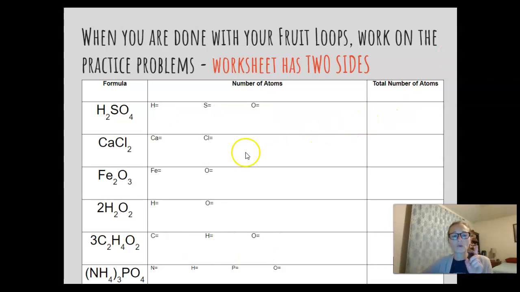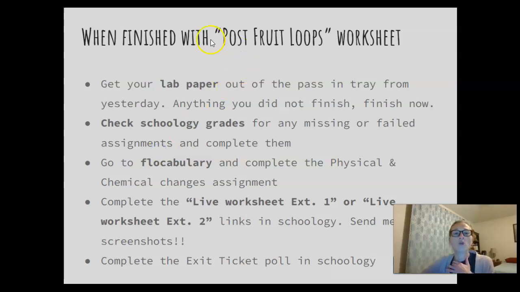If you need help with the one with parentheses, you can help each other in class. I am quite confident that there are some of you in every class period who know what to do with parentheses. When you are finished with your post-Fruit Loops worksheet, front side and back side, go get your lab paper out of the pass-in tray from yesterday. Anything that you did not finish, I need you to finish it now. Lots of you have to do that very back of the last sheet, the graph and the conclusion. Some of you did a conclusion, but you didn't figure out the graph yet. That's okay. I still want you to try to figure out the graph.